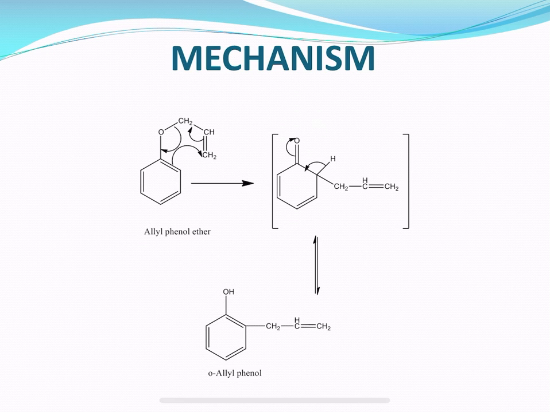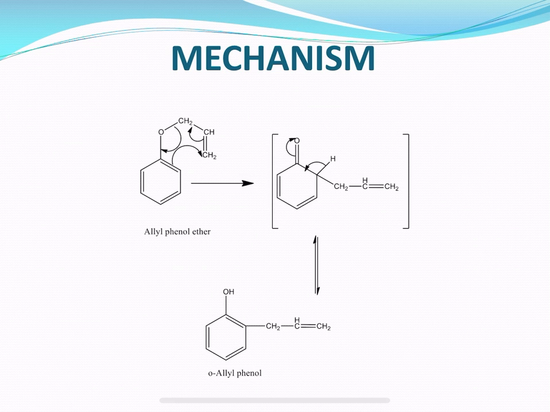So in this way the mechanism seems to be very simple, and it is carried out by a cyclic mechanism, and we observe an inversion of the allyl group during the rearrangement. So that inversion is nothing but the carbon atom at the gamma position to the ether oxygen gets attached to the aromatic nucleus at the ortho position. Okay, so this is how we are going to explain the mechanism of Claisen rearrangement.